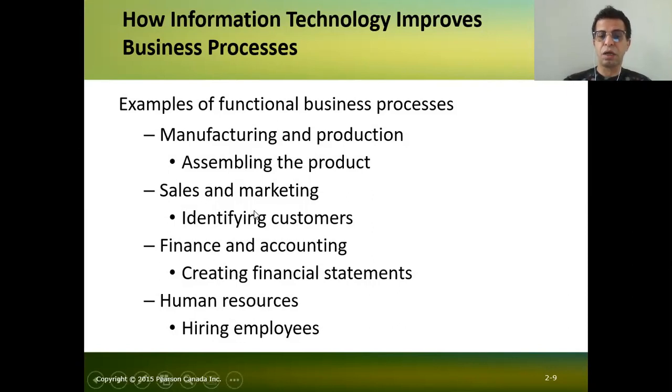In sales and marketing, you identify a potential customer, like with CRM and all these things. In finance and accounting, you create a financial statement automatically, and in human resources, hiring employees. You can do competency management, and competency management can be by position, by individual, or by direction. So these are all the things that can be set up in the application or in information technology to improve the business processes.